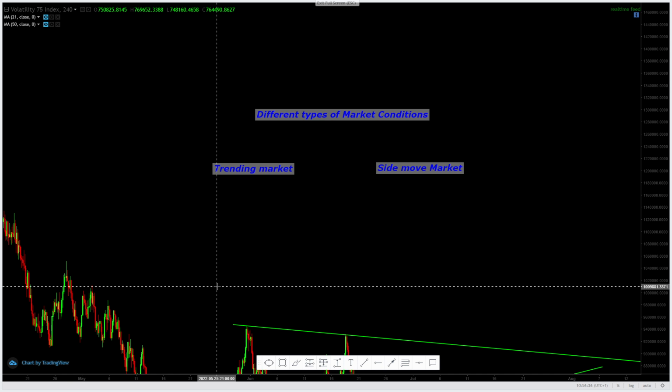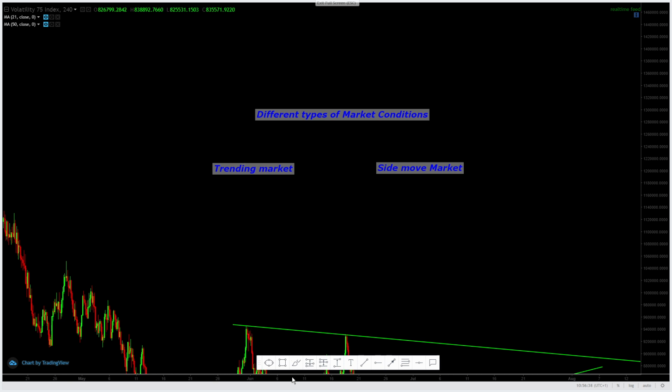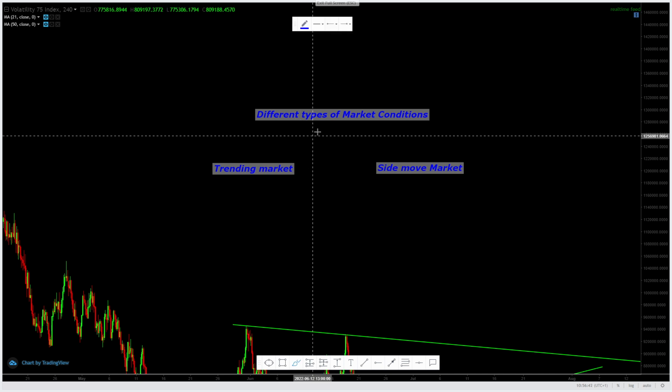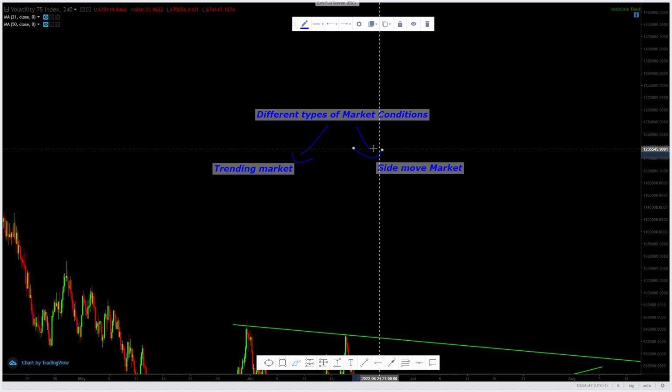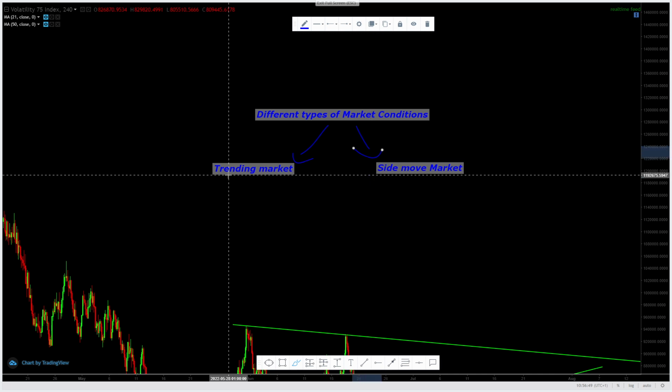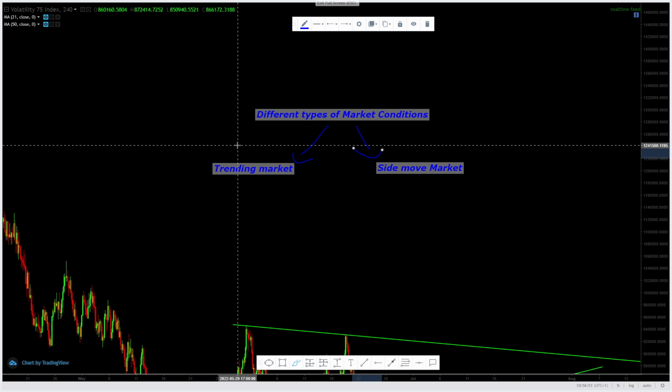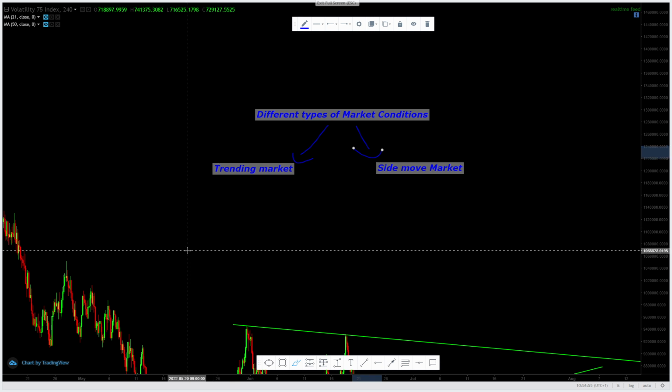The market moves in waves. What I mean by that is that these are the two different types of market conditions we have. For me it is two, because my trending market is either bullish or bearish. So let's take an example of a bullish market.